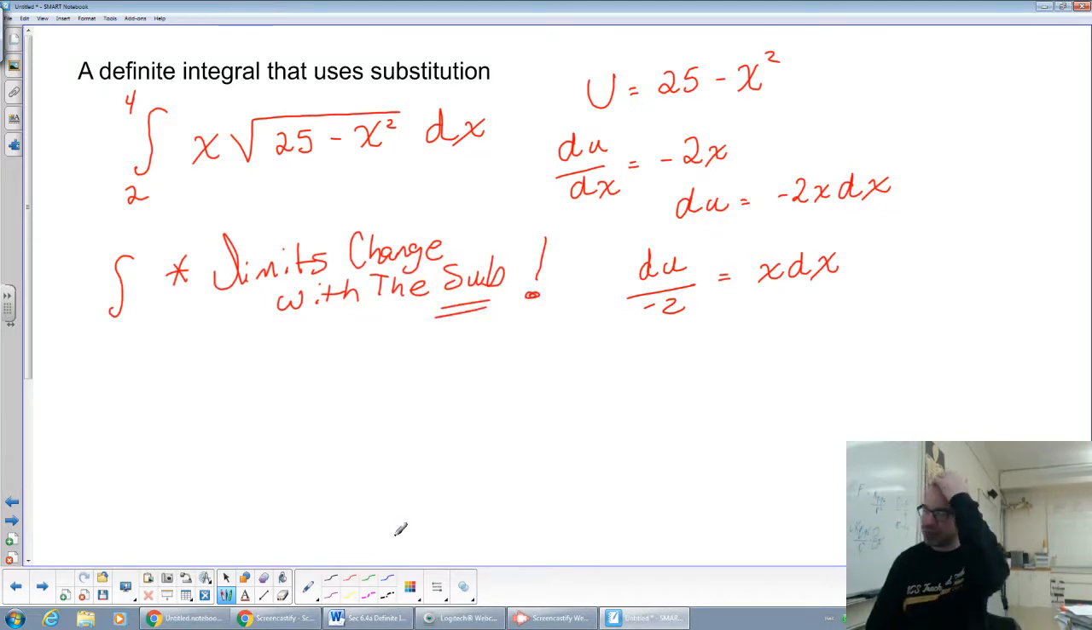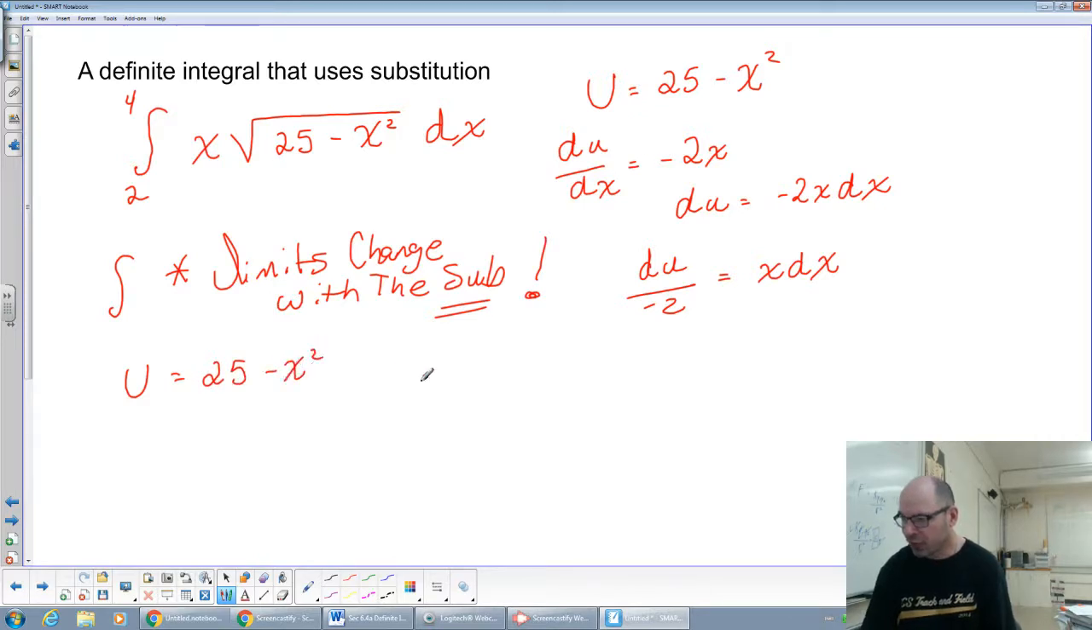Okay, so you have changed it from x to u. So you want to change your limits too. I'll do it right here. u equals 25 minus x squared. It's really easy to change your limits, but students often forget.